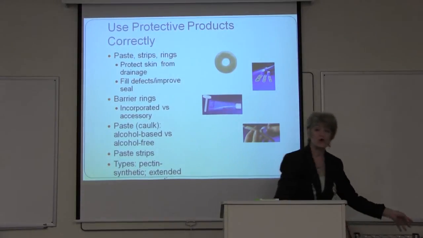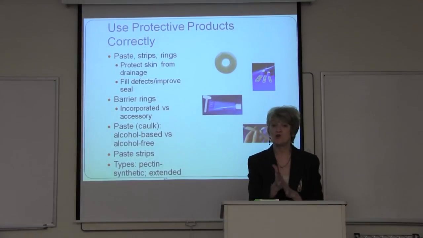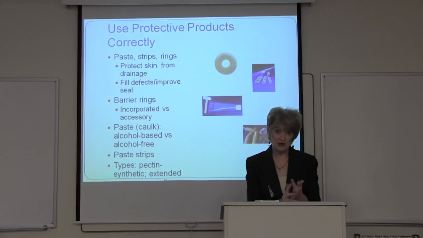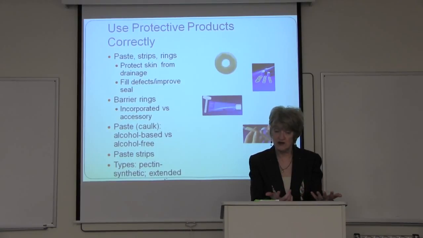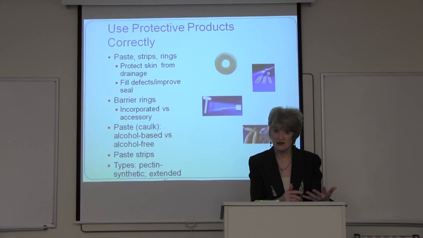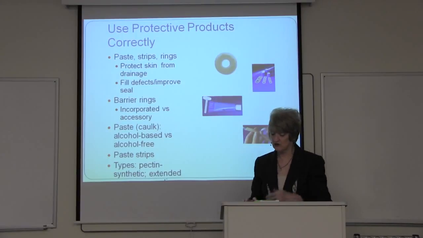At this point, what we want you to be focusing on is why do we use barriers? What do they do? And when you look at the products that you're using in your facility, you're going to recognize they're soft, they're adhesive, they're moldable. And many of the products like paste and paste strips and rings can be used to fill defects. So they help you maintain an effective pouch seal, and they're solid, so they give you extra protection against drainage.